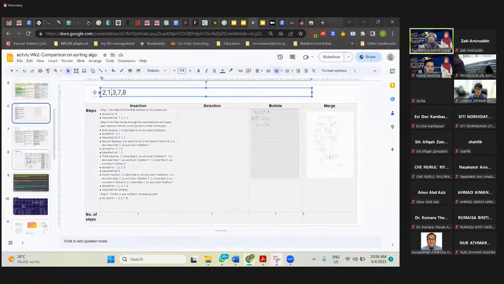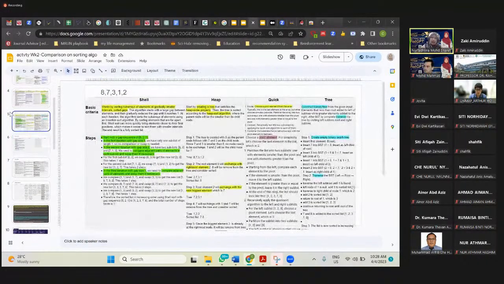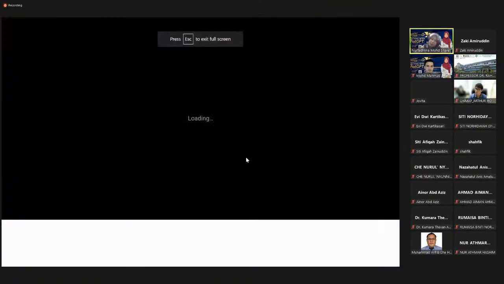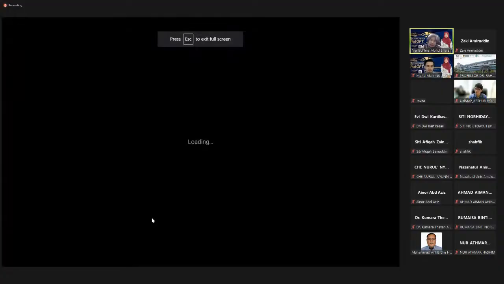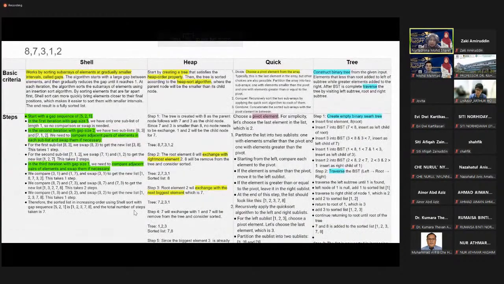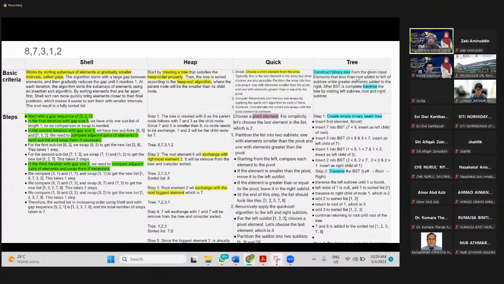So the students did it. The next time when we meet, we did another activity. I asked them first, okay, thank you very much, class, for you to fill in the template that I've given you. The first activity that we will do is for you to identify the criteria of each of the algorithms.